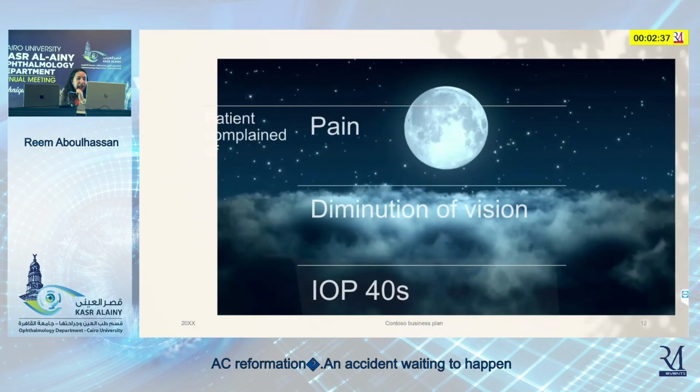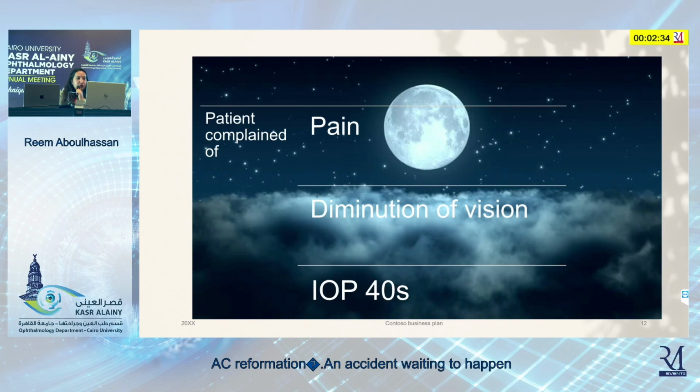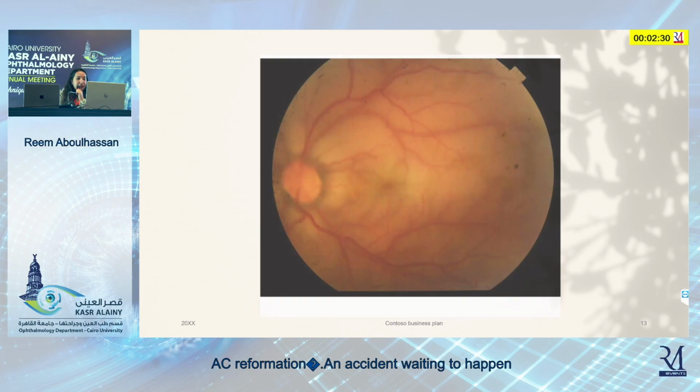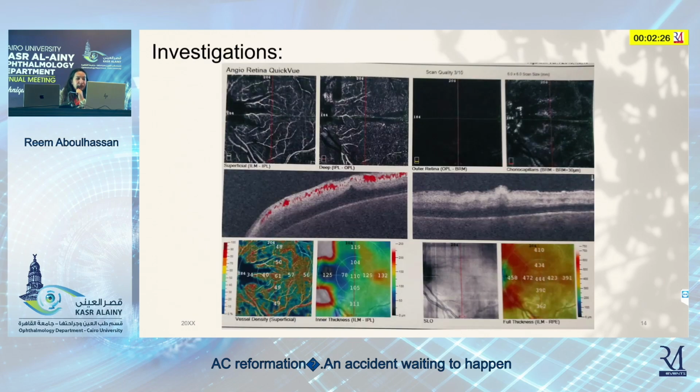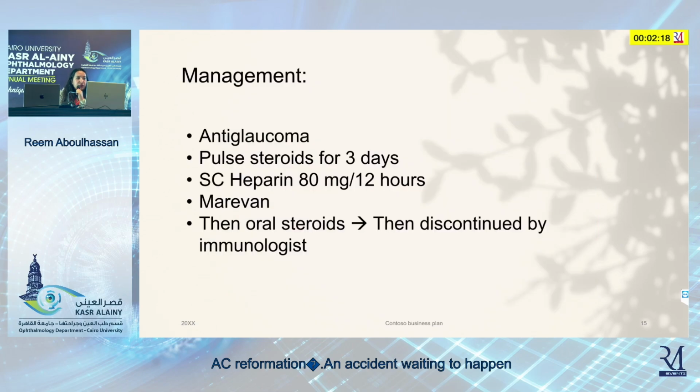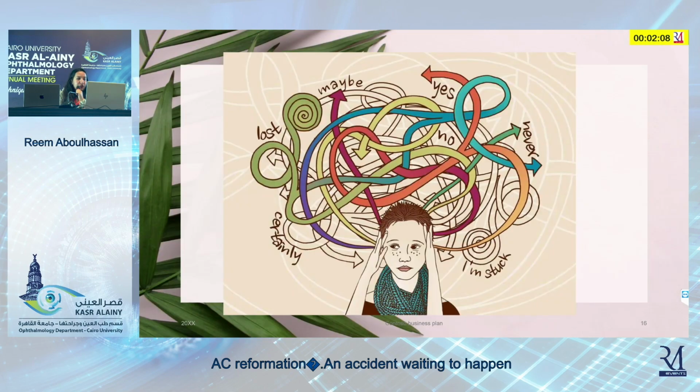And unfortunately, on that night, she developed acute pain, acute diminution of vision, and her IOP was in the 40s. The fundus exam revealed a cherry red spot with an artery occlusion. Her OCT angiography revealed PAMM, paracentral acute middle maculopathy, with hyperreflectivity in the inner retinal layers and a flow deficit. So she was put on anti-glaucoma medication, received pulse steroid for 3 days, subcutaneous heparin, and then was switched to Marevan, and then she was tapered on the oral steroid, which was then discontinued by the immunologist.